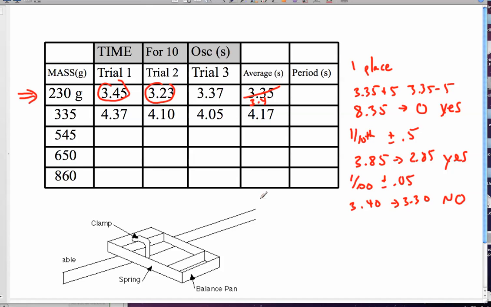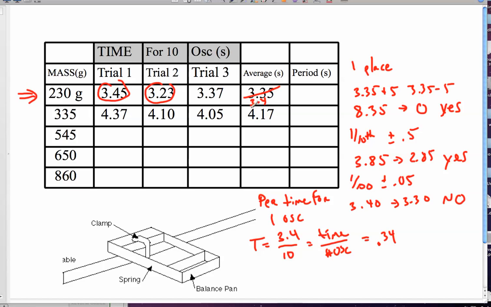The period is the time for one oscillation. But this is the average time for 10 oscillations. So we can find the period by taking the amount of time for 10 oscillations and dividing by 10, which is the number of oscillations. So that's the time divided by the number of oscillations. And if you do the math out, you get 0.34.